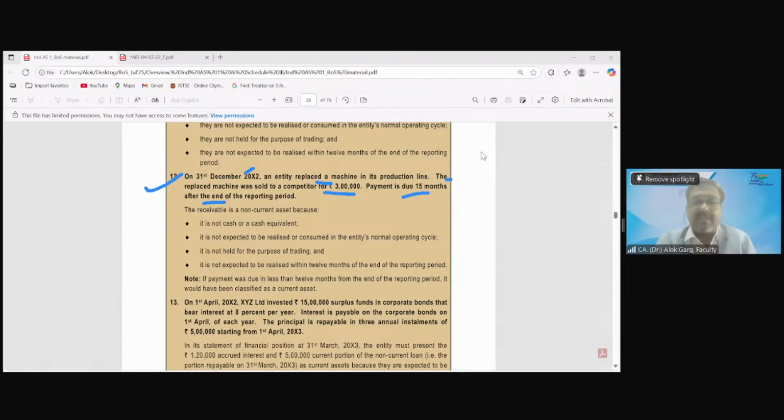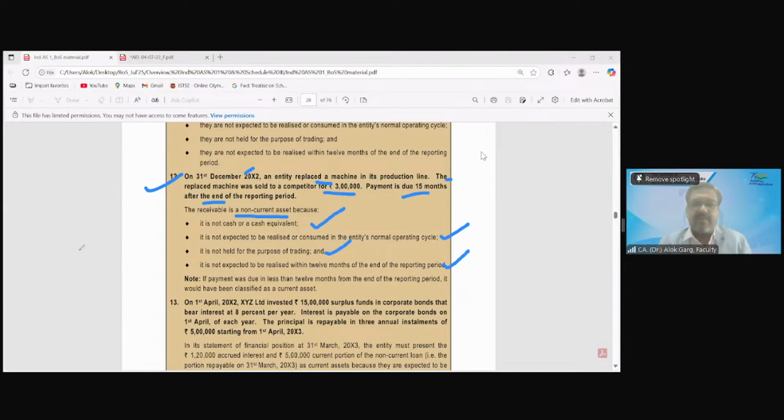What is the credit cycle? The payment is due 15 months after the end of the reporting period. So whether it is current or non-current? This receivable is non-current. Why? Because it is not a cash or cash equivalent. It is expected to be realized after 12 months of the reporting period or after the operating cycle, and it is not held for the purpose of trading, and hence it will be considered a non-current asset.